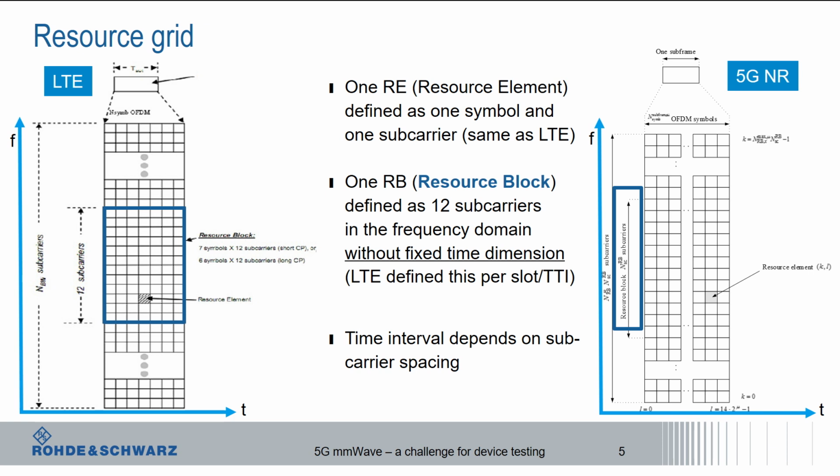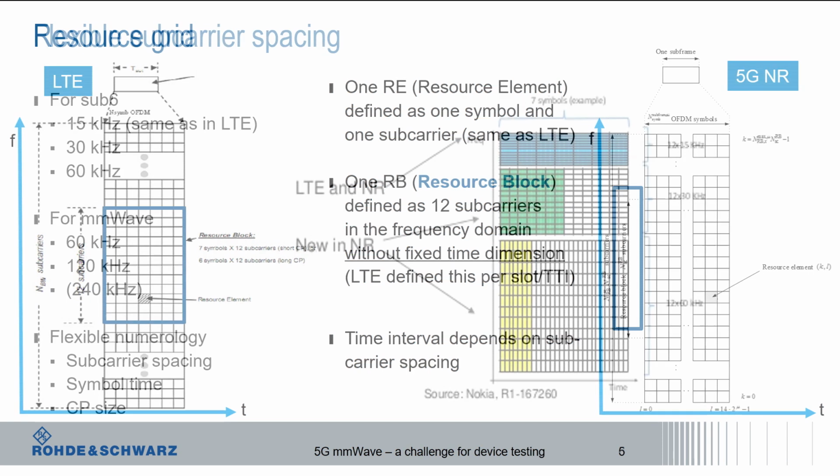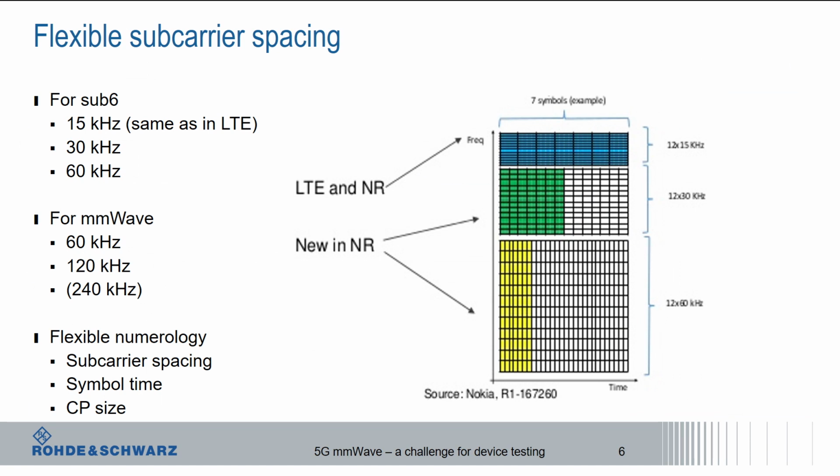And the reason for this is explained on the next slide, but this is quite a significant change because it will open up a lot more flexibility for 5G NR. So here's the reason. In LTE, we had a fixed subcarrier spacing of 15 kilohertz. And in 5G NR, we now have flexibility.